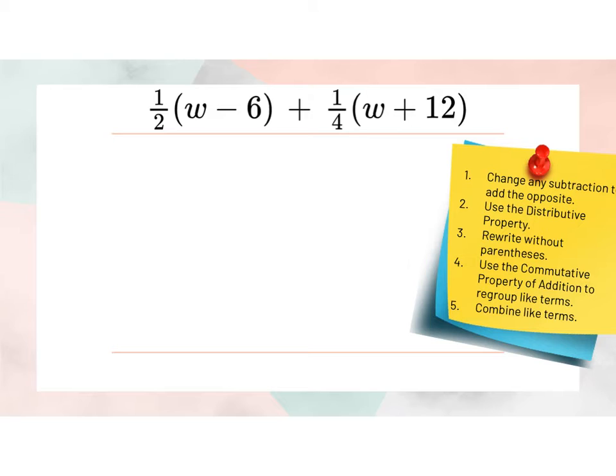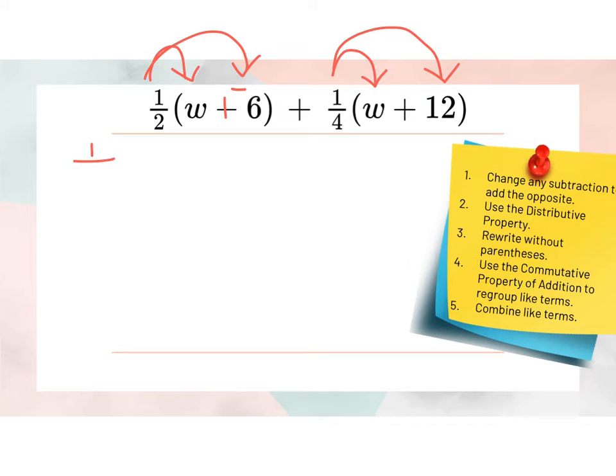One more addition problem. There is some subtraction that I'll change to add the opposite, and there are some numbers out in front of parentheses that I will distribute. So first I'll show that we'll multiply 1/2 by w and add that to 1/2 times negative 6. We'll do the same thing for the second expression. We'll multiply 1/4 times w and 1/4 times 12.